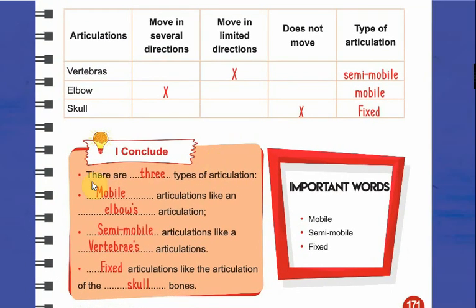We can conclude that there are three types of articulation: mobile articulations like an elbow's articulation or the shoulder's articulation, semi-mobile articulations like a vertebrae's articulation, and the third type is fixed articulation like the articulation of the skull bones. They are fixed and can't move in any direction. You have to memorize these three types with an example on each, okay?